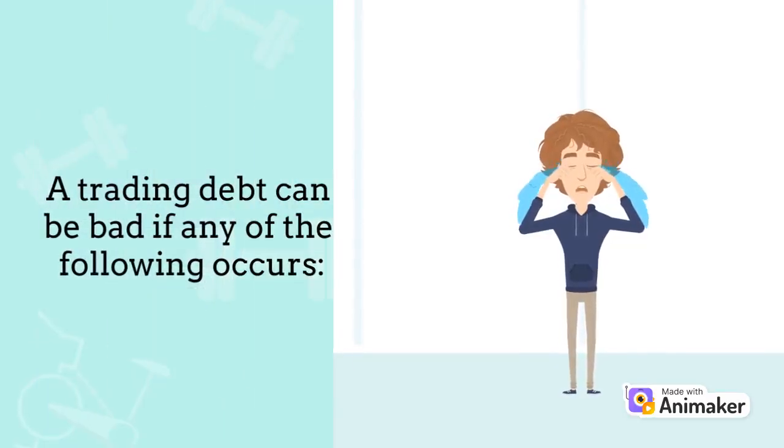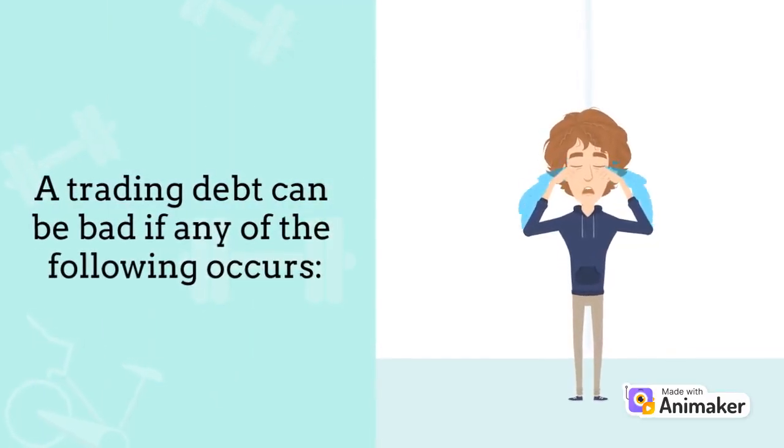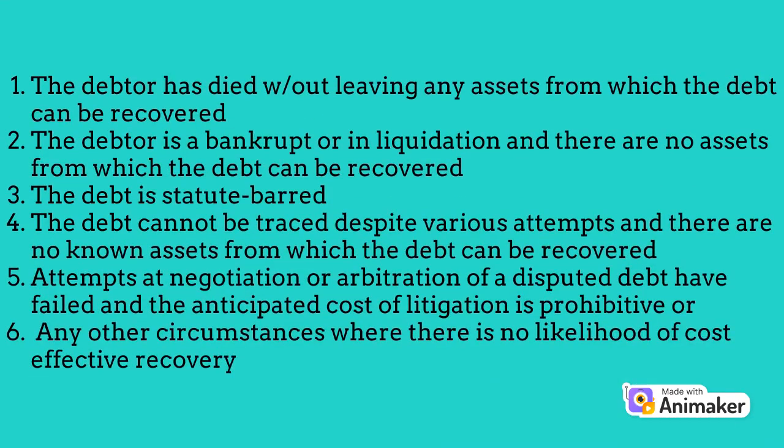A trading debt can be bad if any of the following occurs. The debtor has died without leaving any assets from which the debt can be recovered. The debtor is a bankrupt or in liquidation and there are no assets from which the debt can be recovered. The debt is statute barred. The debtor cannot be traced despite various attempts and there are no known assets from which the debt can be recovered. Attempts at negotiation or arbitration of a disputed debt have failed and the anticipated cost of litigation is prohibitive, or any other circumstances where there is no likelihood of cost-effective recovery.